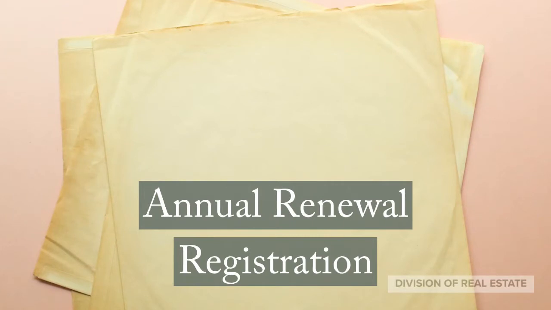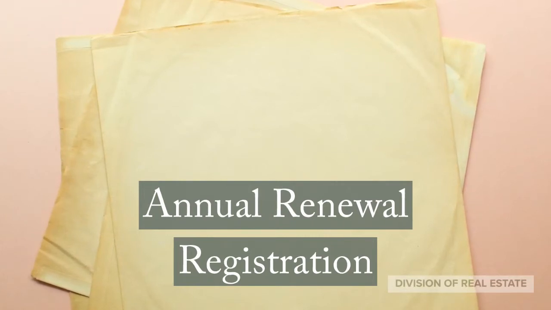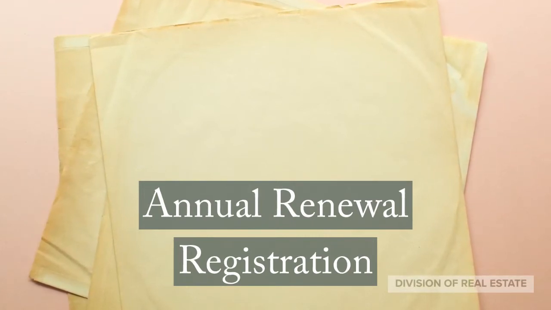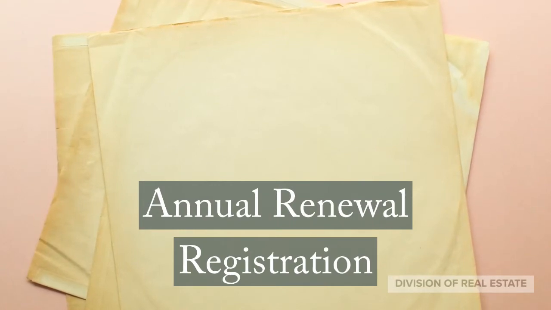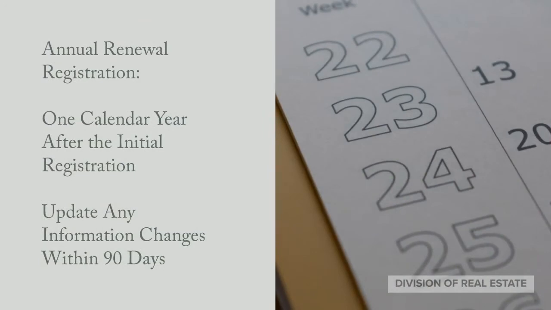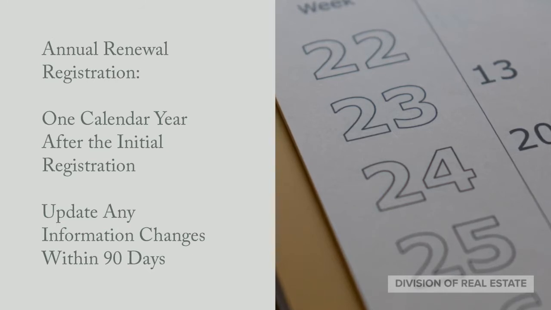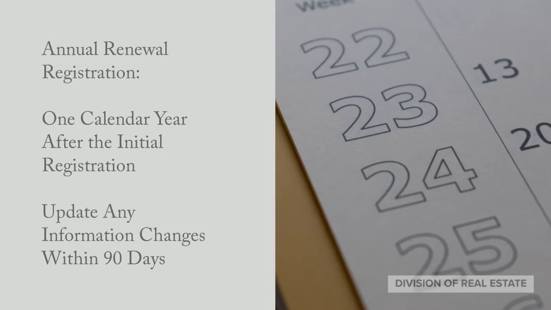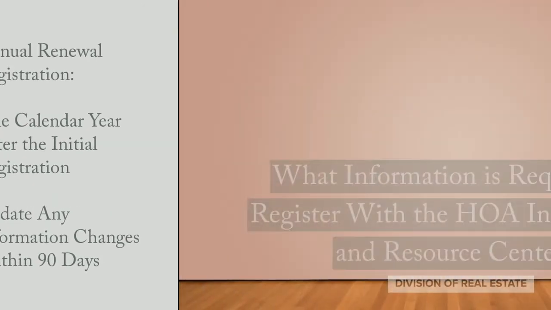Annual renewal registration of an HOA. An HOA must also complete an annual renewal registration with the HOA Information and Resource Center. HOAs are required to renew their registration annually. The renewal occurs 1 calendar year after the date that the association initially registered with the HOA Information Office. Additionally, if there are any changes to the registration information during the calendar year, the HOA agent must update those changes with the HOA Information Center within 90 days.